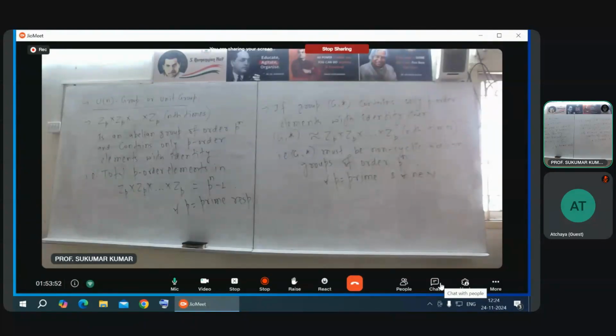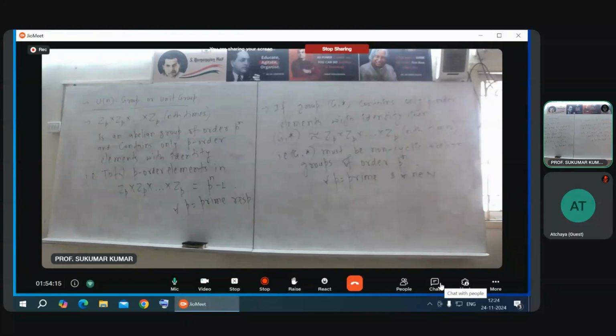Understanding? Zp cross Zp cross Zp, anything. I gave yesterday Z2 cross Z2, Z3 cross Z3 cross Z3. Like that, any prime, if you see, there only p order elements will exist and identity. So one order element is only one. So total p order elements is p power n minus 1. Whatever elements it has, all are p order elements except identity.